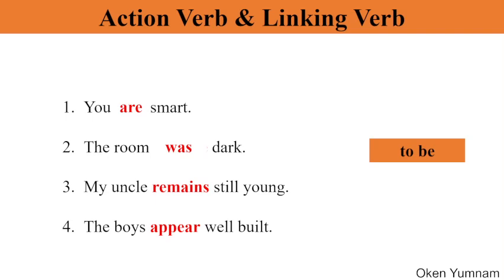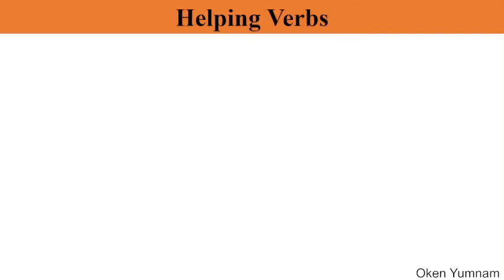So this became was a linking verb. We can change it with was. Similarly, my uncle remains still young. It can be my uncle is still young. Number four, the boys appear well built. So appear can be are. The boys are well built. So these verbs were linking verbs. This is how we identify whether the verb is linking or not. If we can change it with an appropriate form of be, then it is definitely a linking verb. Otherwise, it is an action verb.